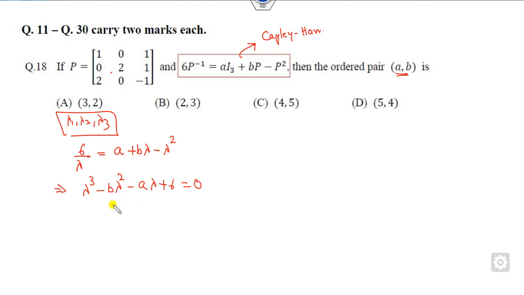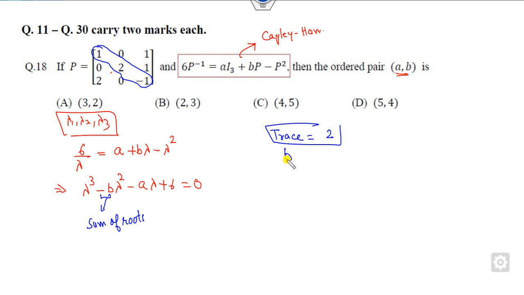Now the rest of the thing is very simple. What is B? This is the sum of the roots. So what is the sum of the eigenvalues? You all know that the sum of the eigenvalues is nothing but the trace of the matrix. So what is the trace of the matrix? This is my 2. It means the sum is my B, B is my 2. You have to find the pair A comma B. So B is the second part. This option is 4, so this option is cancelled. This is cancelled, this is cancelled. Only option A is correct.